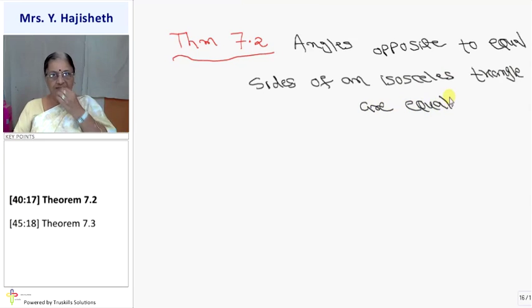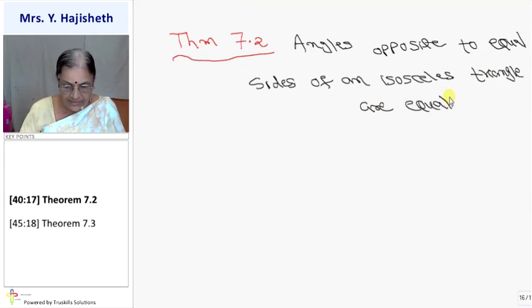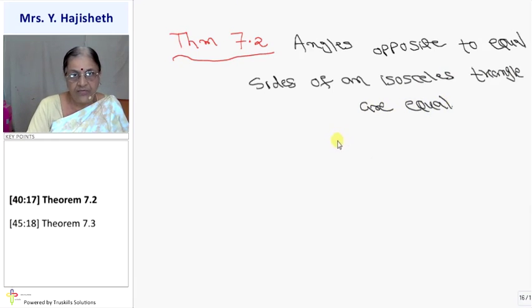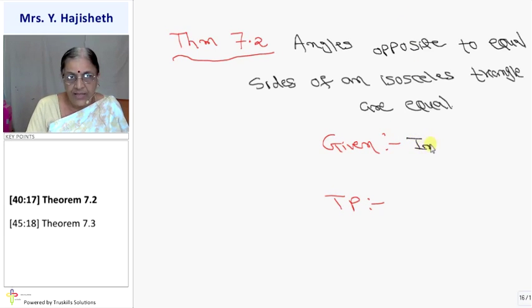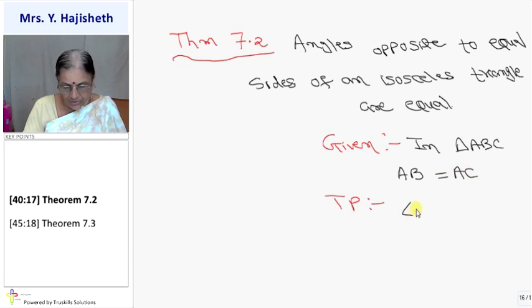Angles opposite to equal sides of an isosceles triangle are always equal. So what is the given data here? You write down what is given and what is to prove. Given: in triangle ABC, AB is equal to AC. To prove: AB's opposite angle C and AC's opposite angle B, so angle B is equal to angle C.